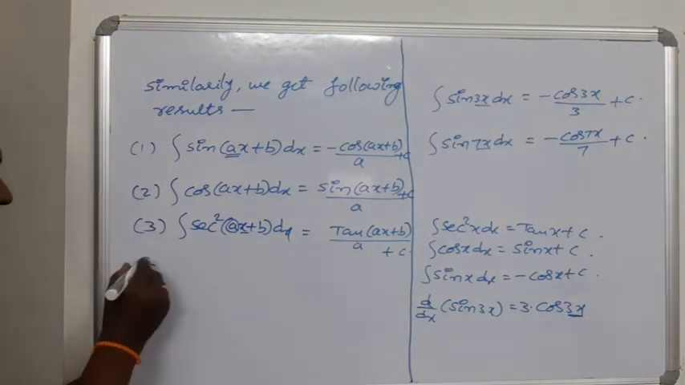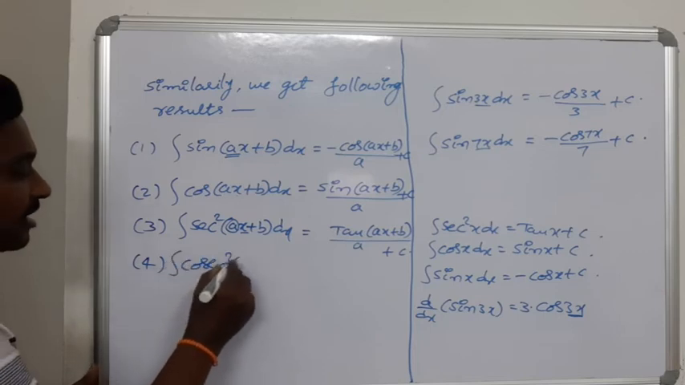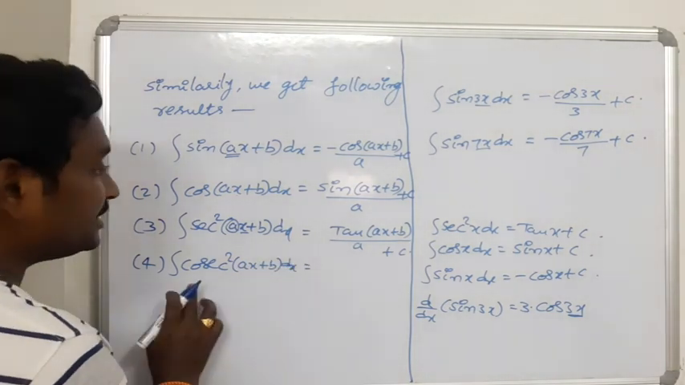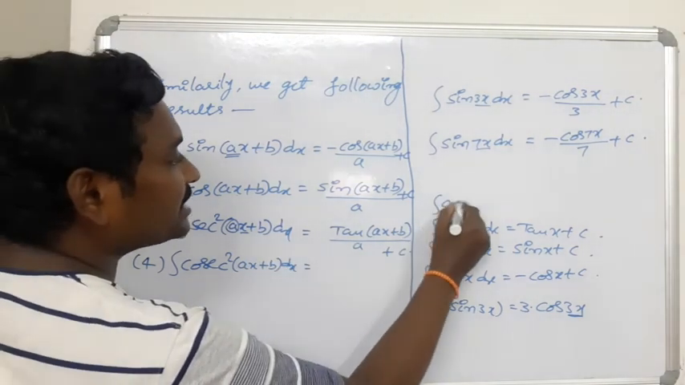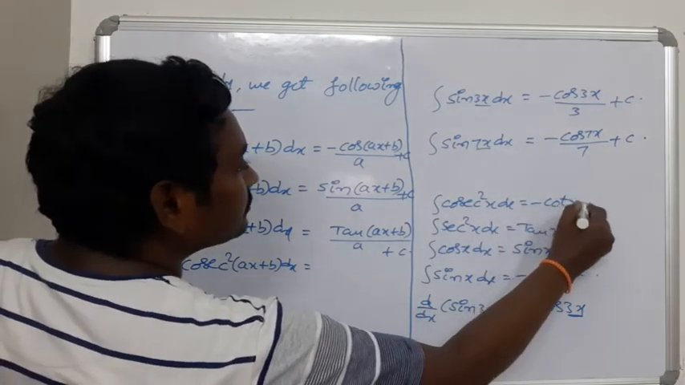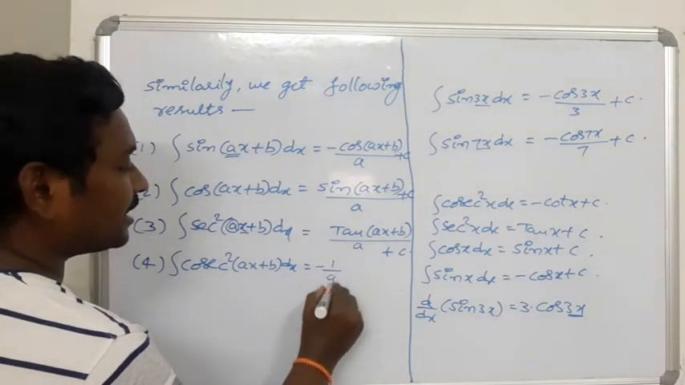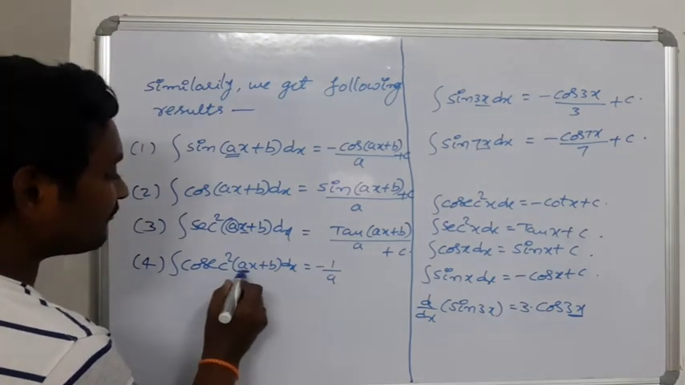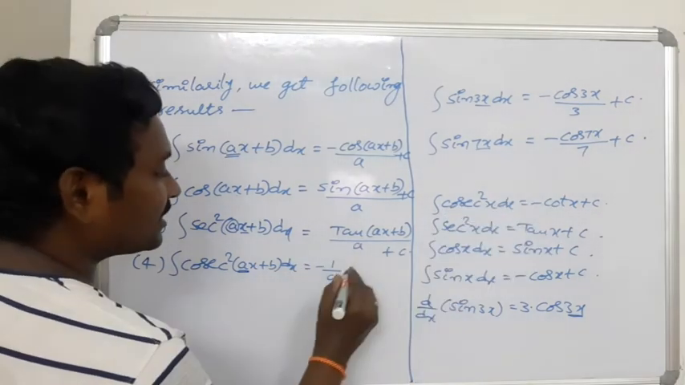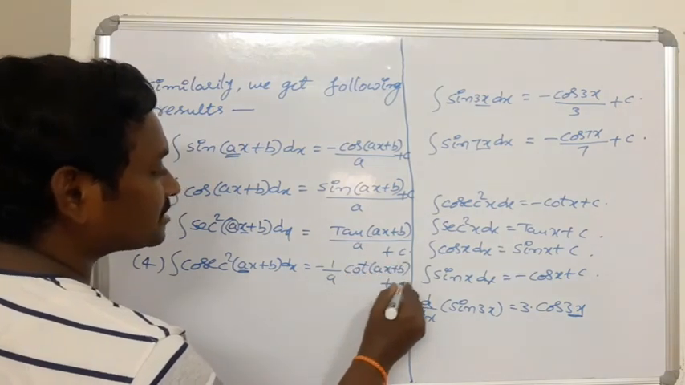Similarly, we can write the remaining formulas also. Integration of cosecant square of ax plus b dx. What is the integration of cosecant square x? Minus cot x plus c. That's why you will get minus 1 by a. You should write the coefficient of x in the denominator. Integration of cosecant square is minus cot x, so you write cot of ax plus b plus c.